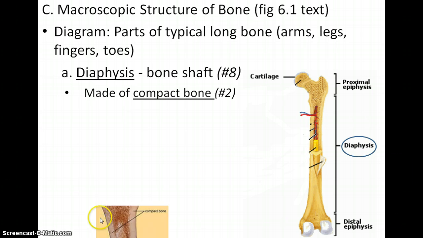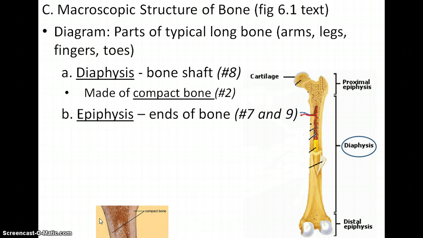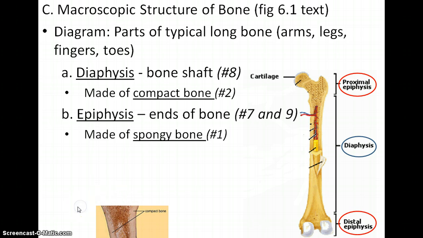The epiphysis is found at either ends of the bone. In the diagram, we have both a proximal epiphysis and a distal epiphysis. This corresponds to number 7 and 9 on your diagram. Keep in mind that proximal is referring to closeness of the point of attachment. This is the femur, so proximal would be referring to location relative to the hip. Distal epiphysis is the far end of the bone. The epiphysis contains a type of bone known as spongy bone, which would be number 1 on your diagram.